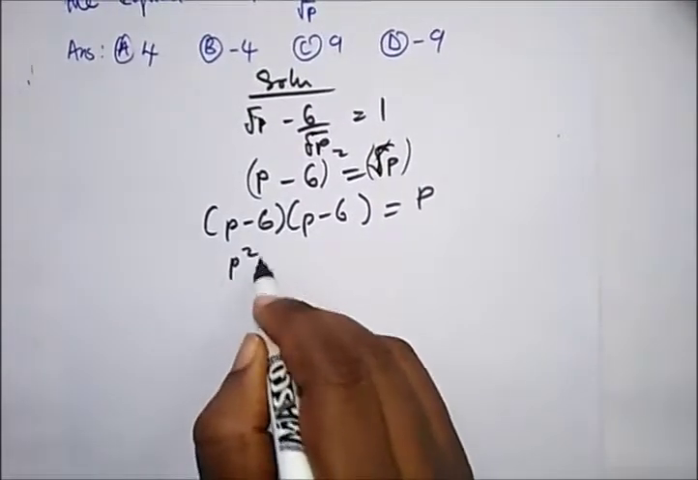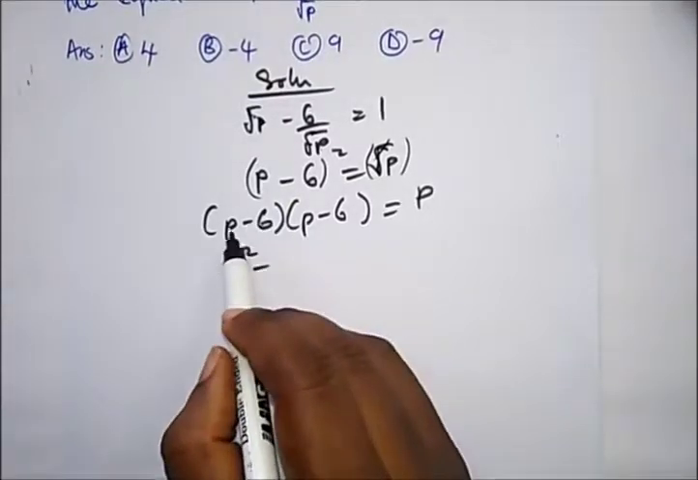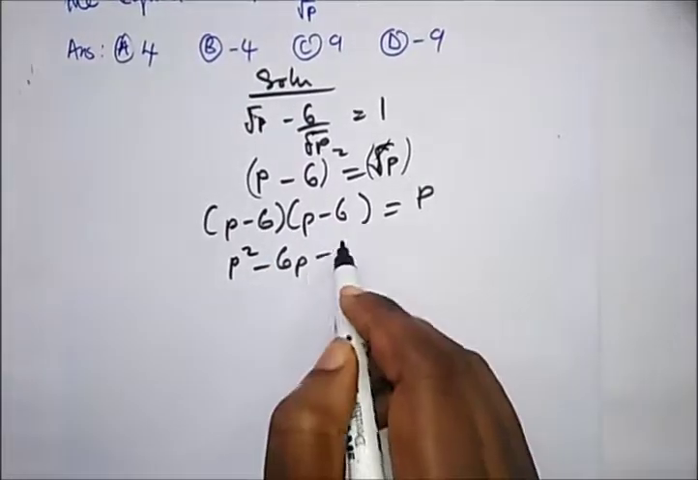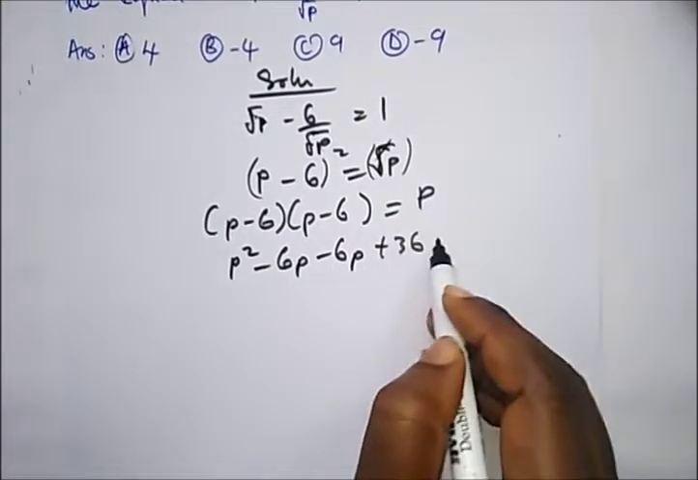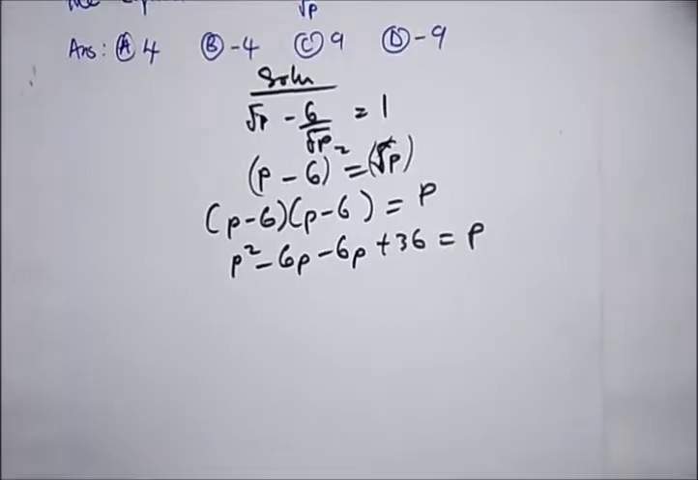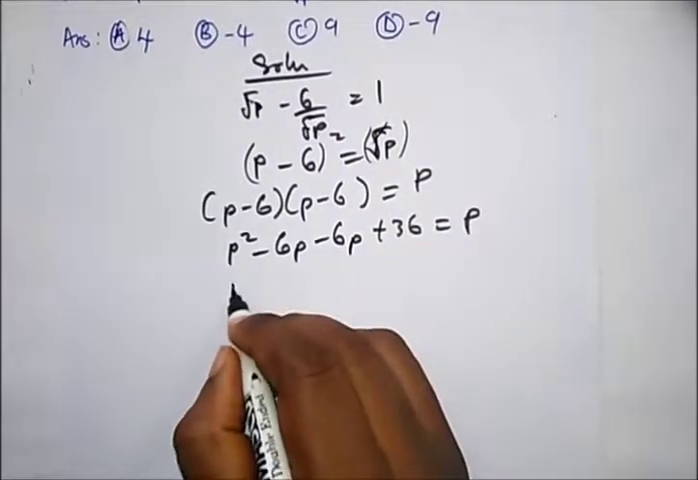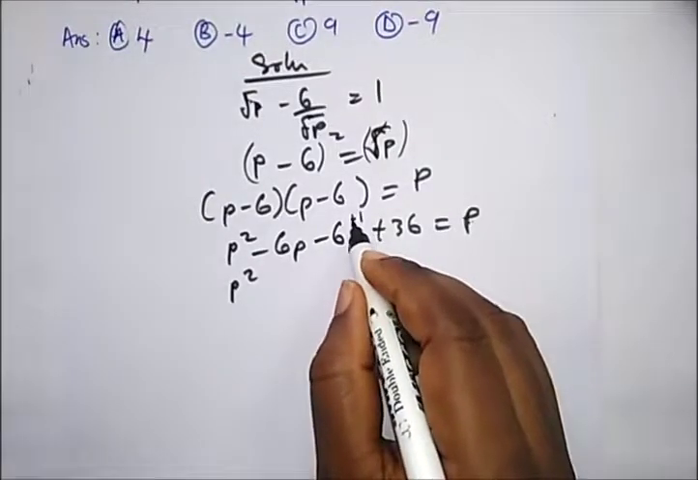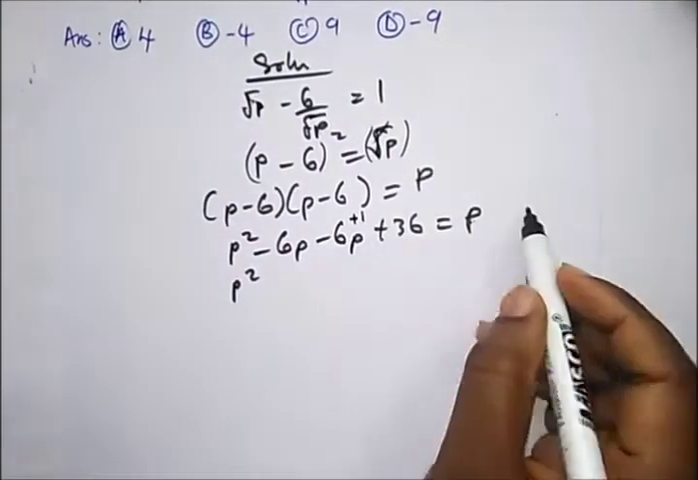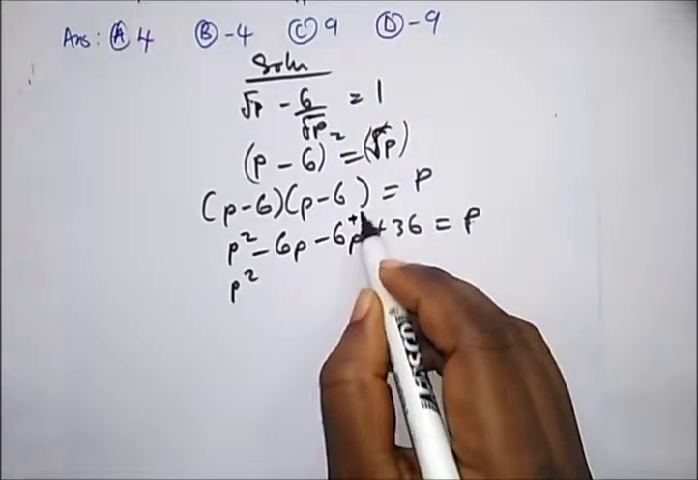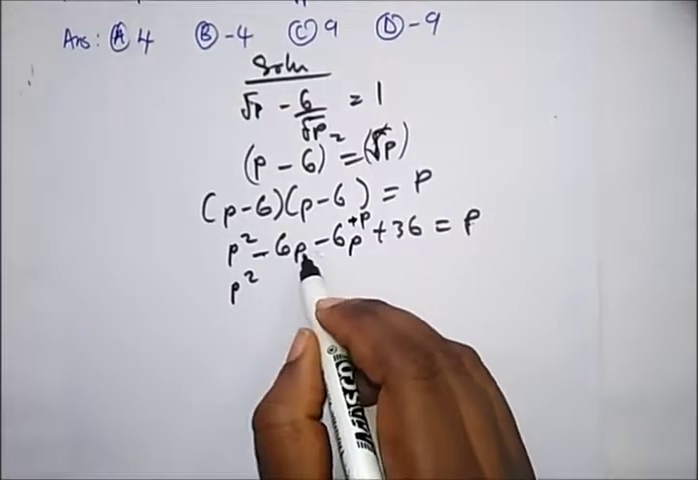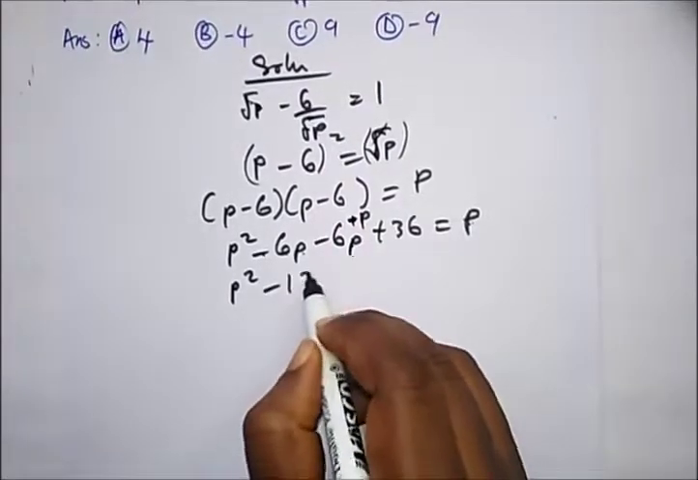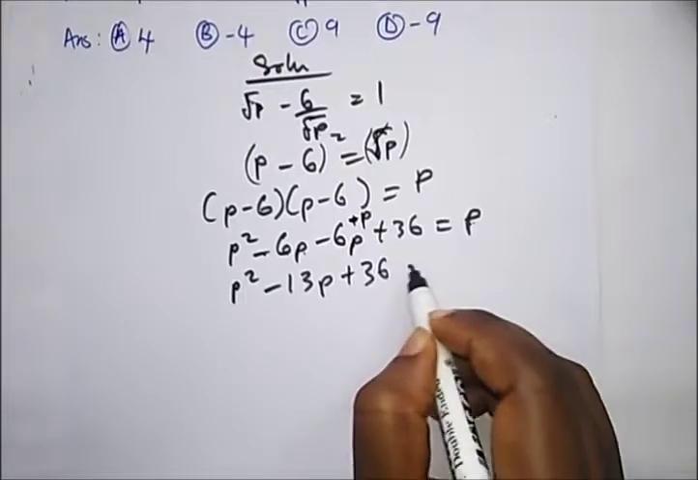In opening this, we have p square minus, not p square, but still p square, p and minus 6p, minus 6p plus 36 equal to p. So here we have p square. Bringing p to this side, we're going to have a plus, right? Not a minus p. So we're going to have minus 6p minus 6p, which is minus 12, and we have another minus p, which will give us minus 13p plus 36 equal to 0.